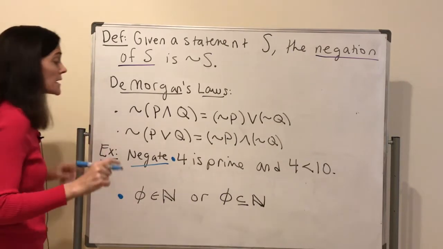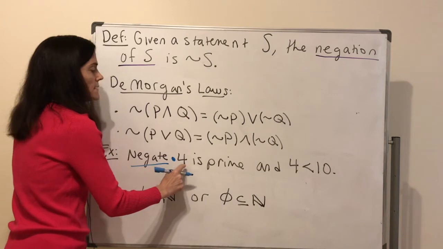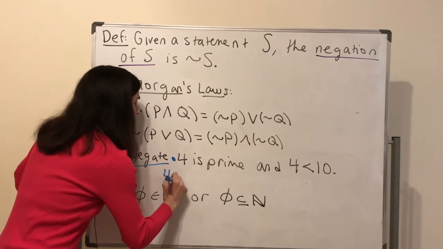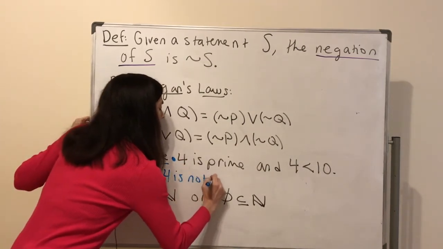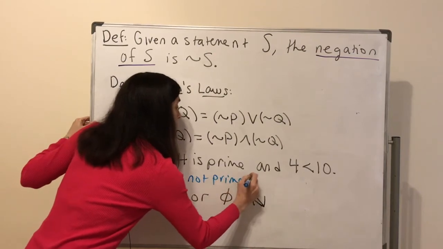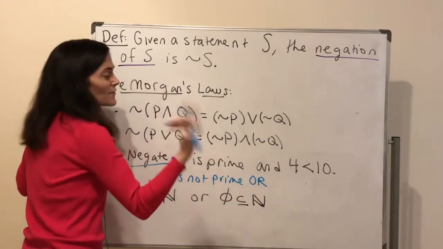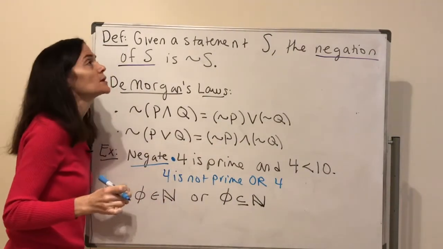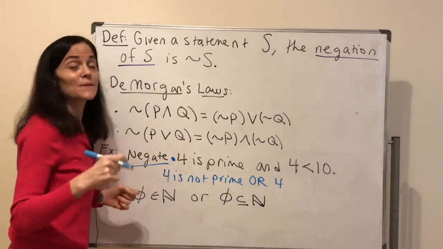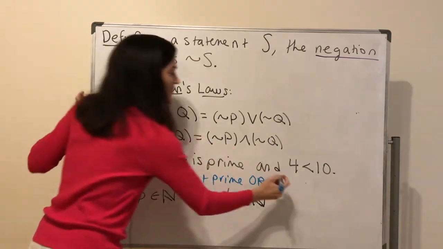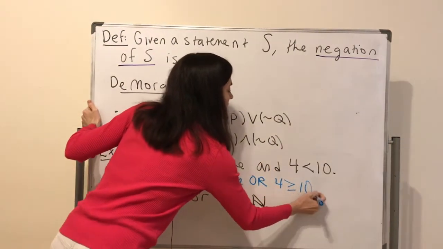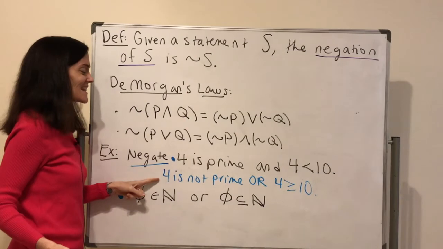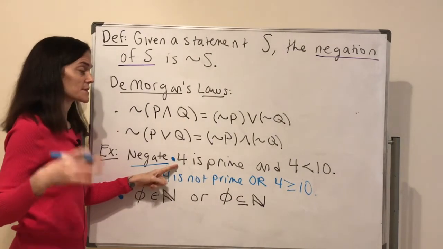Okay, here we go. Well, we negate. So this would say 4 is not prime, or 4 is, now if you negate a less than, you are not less than. That would say greater than or equal to. Okay, so this is the negation in this first example.